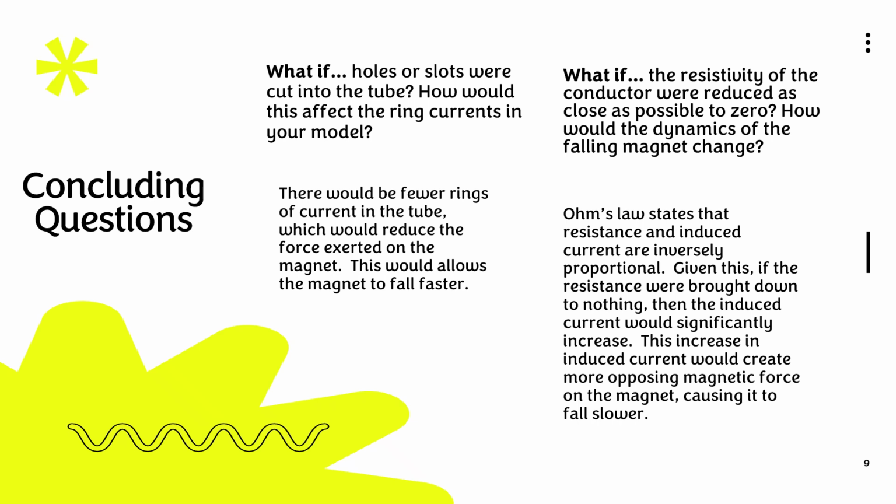Conversely, if the resistivity of the conductor were reduced as close as possible to 0, how would that change everything? Well, to start, Ohm's law states that resistance and induced current are inversely proportional. So if the resistance were significantly decreased, then the induced current would be significantly increased. And this increase in the current would create more opposing magnetic forces on the magnet, and this would cause it to fall slower.